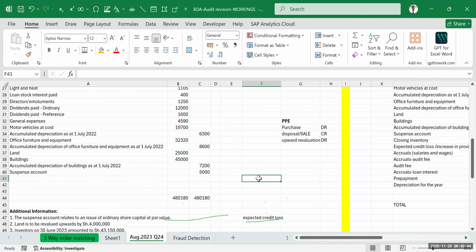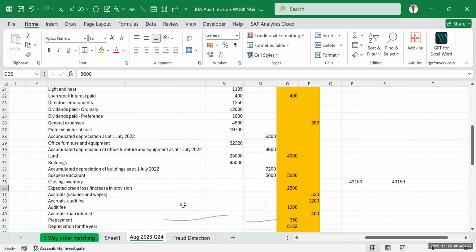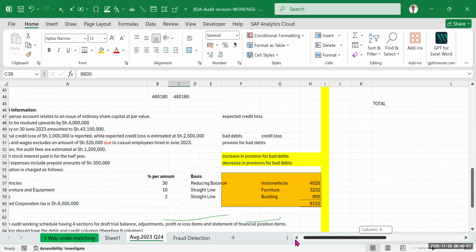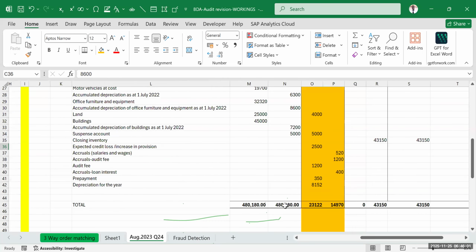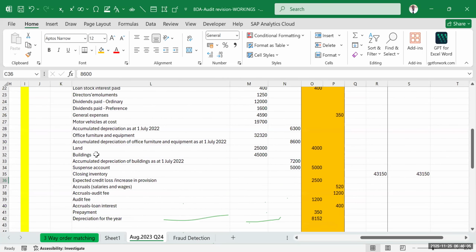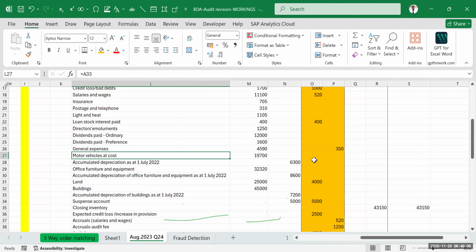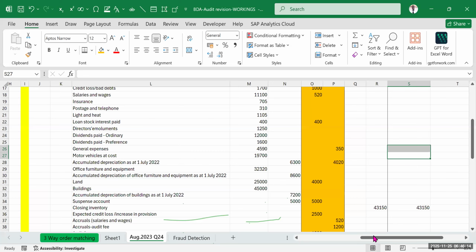So what we are doing, let us add them into the accumulated depreciations of the specific assets. So we will come here and post, for example, let's start with the first one. Motor vehicle, we add 4020. We adjust the accumulated depreciation by 4020. So for motor vehicle, its accumulated is here. To increase the accumulated depreciation account, you normally credit by 4020.